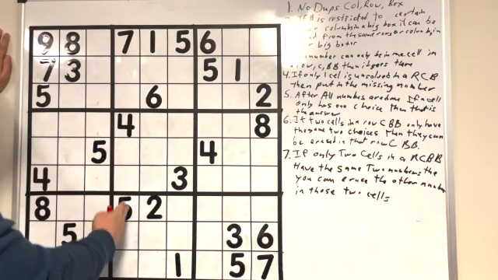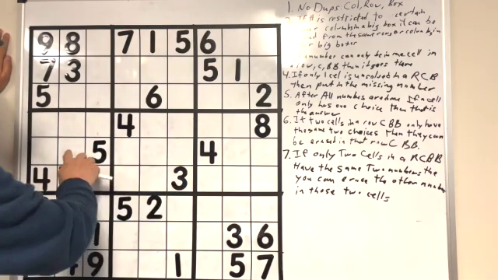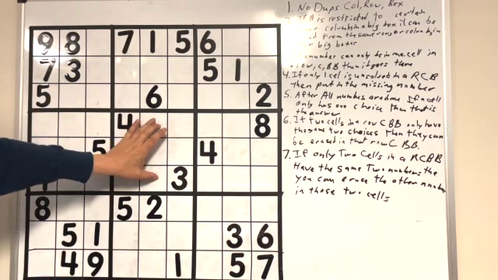5s can't be on the left because of this guy. They can't be on the right because of that guy. They can't be across the middle because of this one. That leaves these 2. So unfortunately, no luck there.